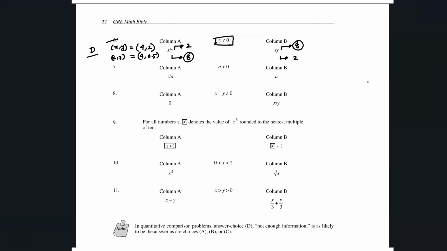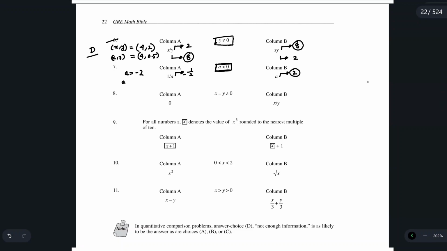For question 7, we are given that A is less than 0, or A is a negative number, but we do not know whether it's a fraction or not. So we can use different values of A, such as A equals 2, and this will give the value of column A as 1 over 2, and for B, we'll have 2. We know that column B is larger than column A, but if we choose A as, there is a mistake. I should have taken some negative value, so let's assume that A equals minus 2, because we are given that A is less than 0.